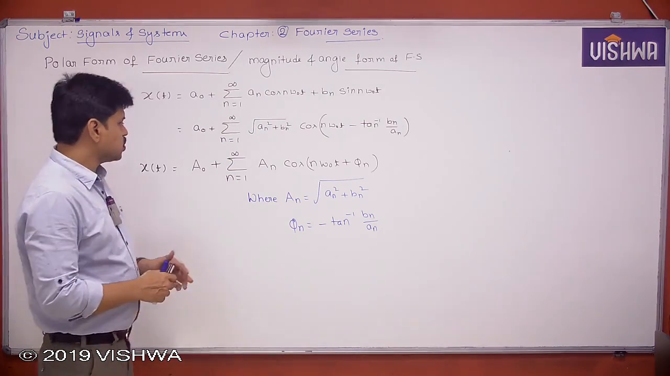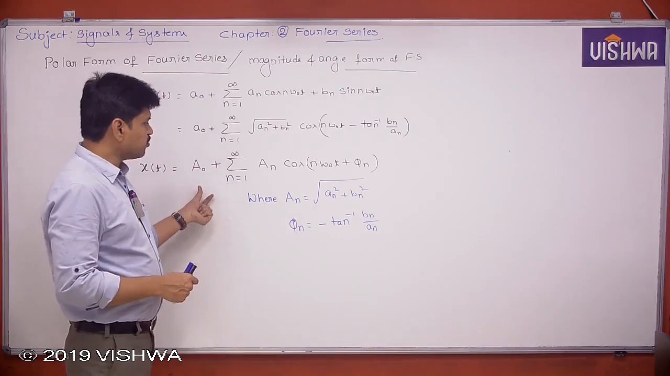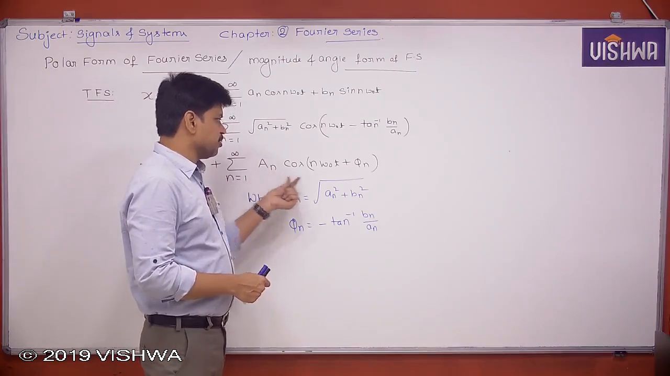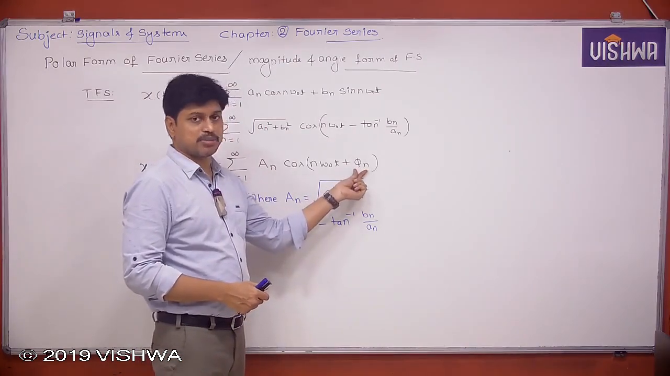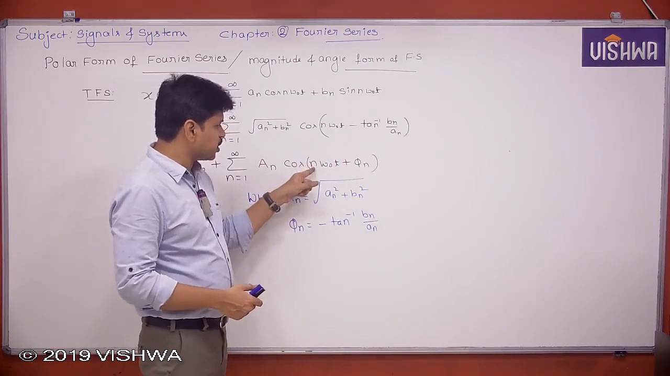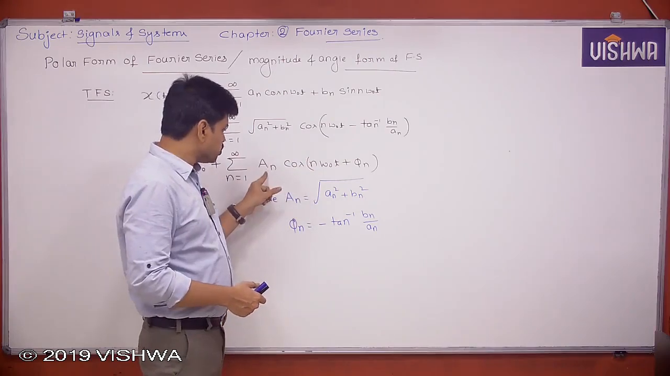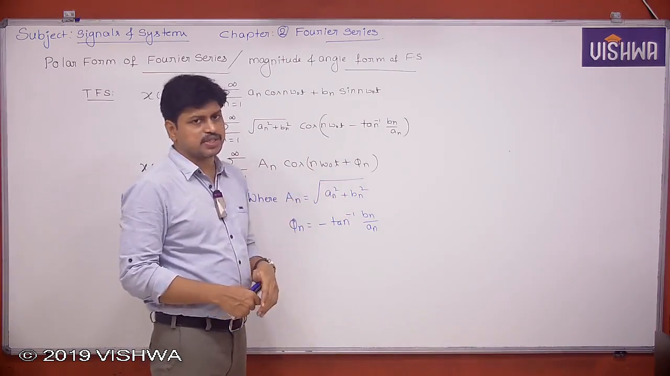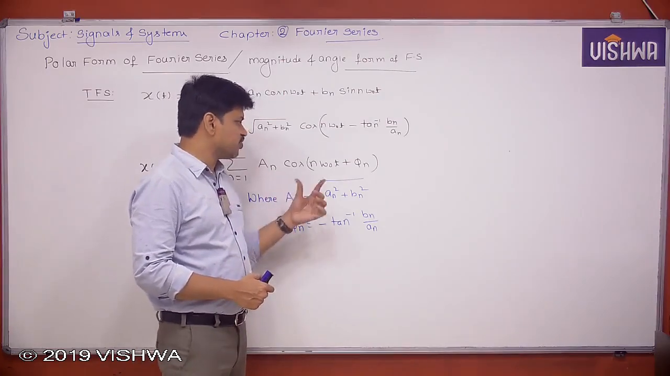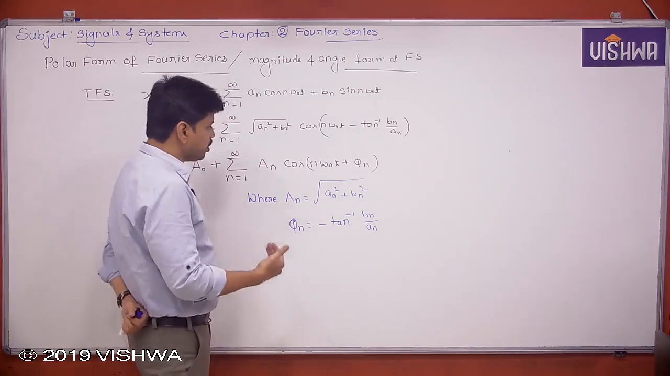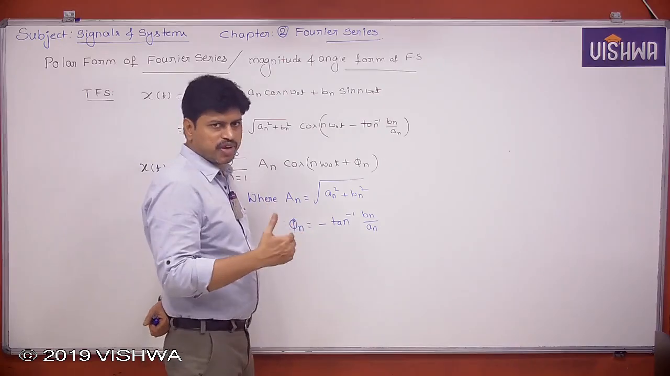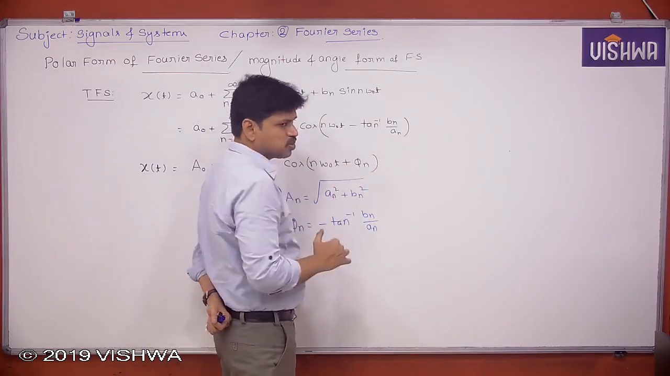Clear? So here if you observe carefully, this is nothing but the amplitude or magnitude, and this is phi n, which is nothing but phase. So whenever you want to find out, at any harmonic, let's say the nth harmonic, what is the amplitude? That is An. What is the phase? Phi n. That's the meaning of it. Suppose I want to go for the fifth harmonic, then what is the fifth harmonic amplitude? That is capital A5. What is the fifth harmonic phase? That is phi 5.